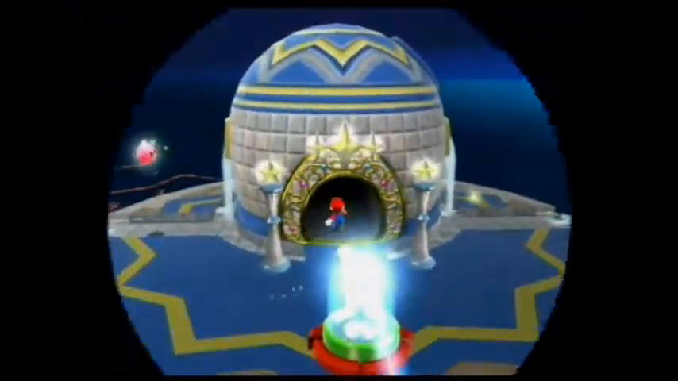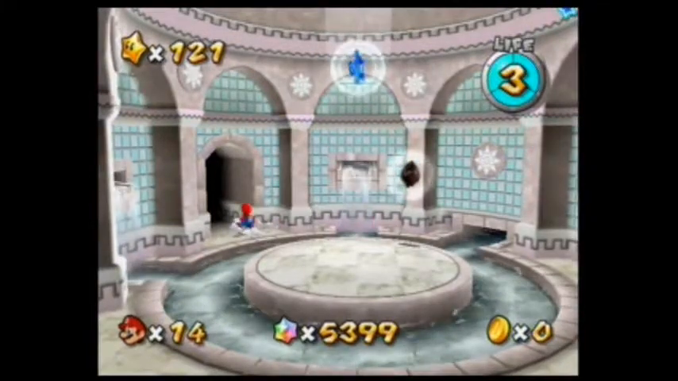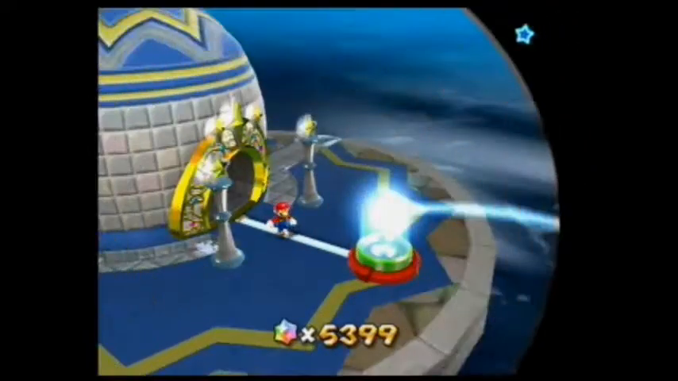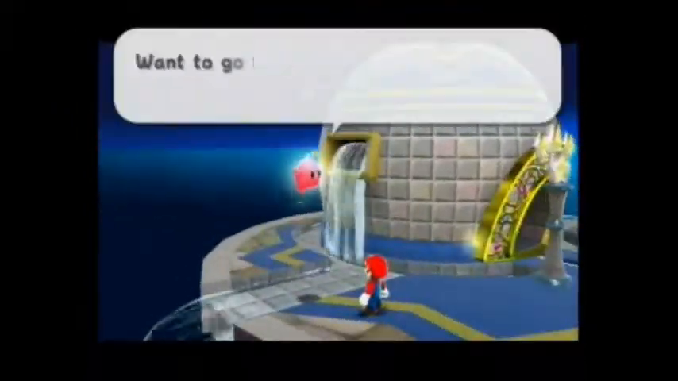Last time we finished things off in the Space Junk Galaxy, which... I don't know why I'm coming back in here. I don't need to go in here. Wow, great start. We gotta go over to this Luma, however.